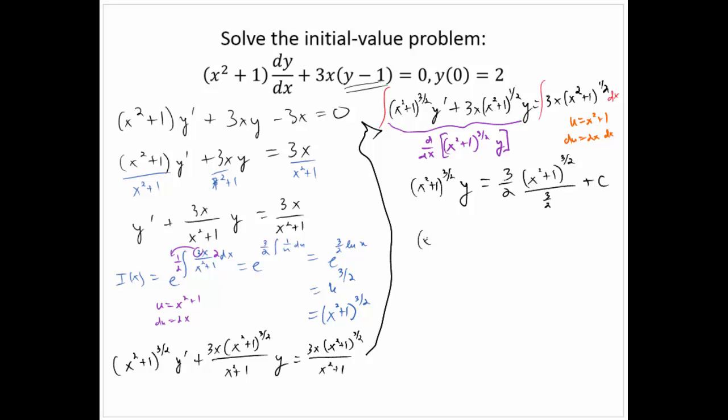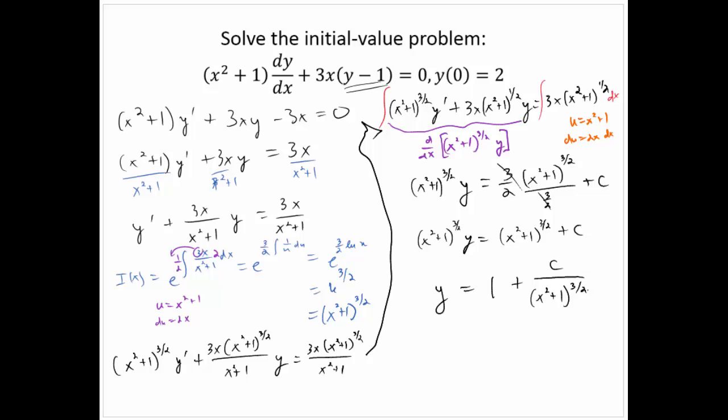So then I have x squared plus 1 to the 3/2 times y. The 3/2 over 3/2, those go away. I've got x squared plus 1 to the 3/2 plus the constant. And now I can solve for y. I divide through by x squared plus 1 to the 3/2, and y is equal to 1 plus c over x squared plus 1 to the 3/2.